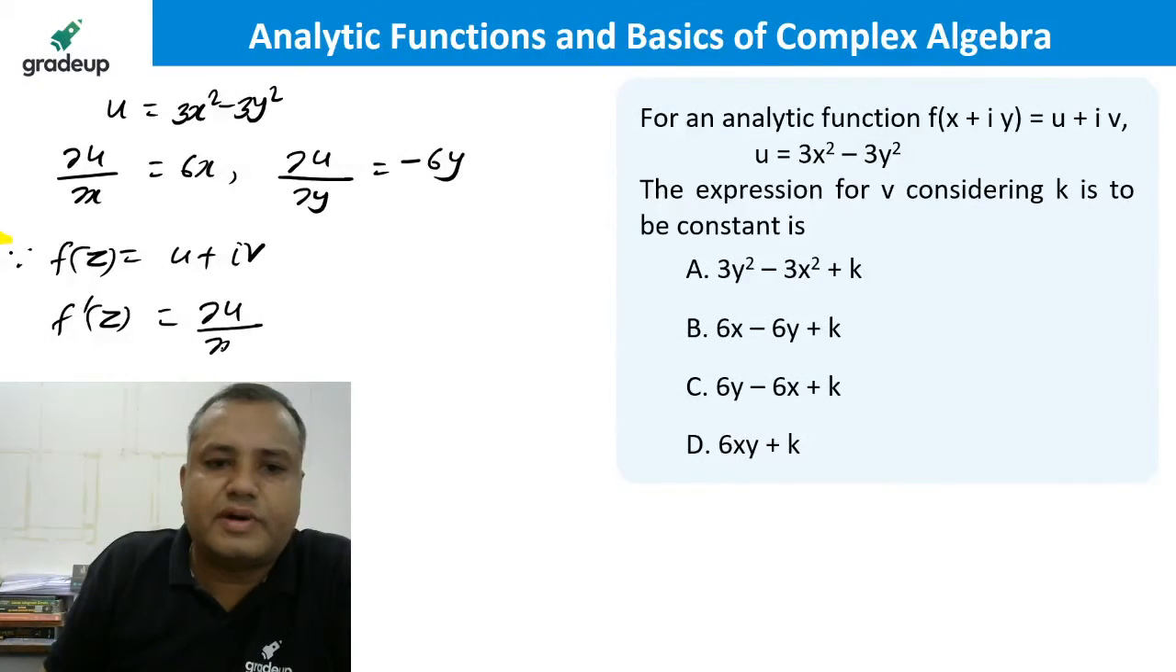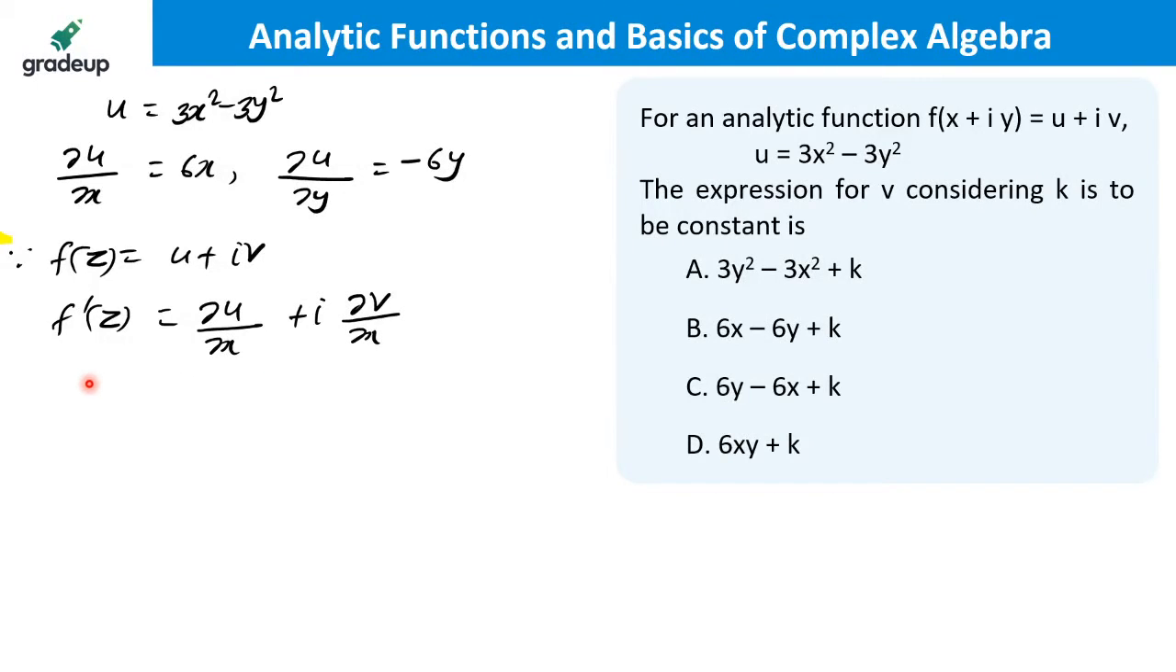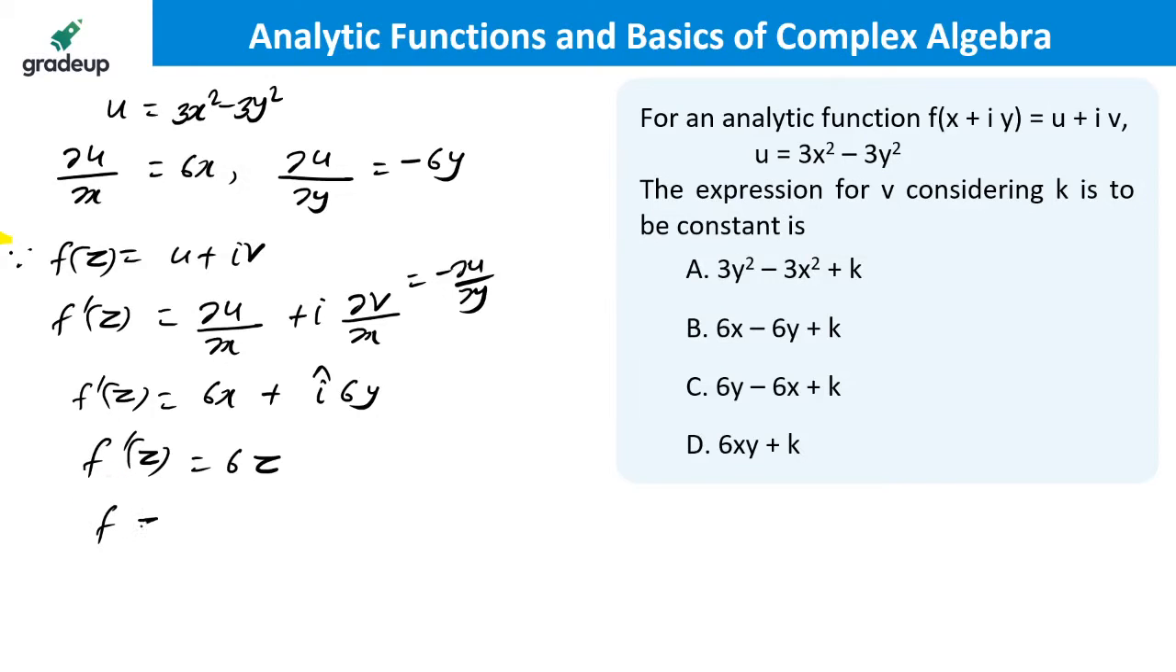So we will be getting del u by del x plus I del v by del x. F dash z, del u by del x is 6x. Del v by del x is minus del u by del y. So this will be plus 6y. Working rule, put x equal to z and y equal to 0. So only z. Integrating both sides, you will be getting f of z equal to 6z square by 2, that is 3z square plus some constant c.